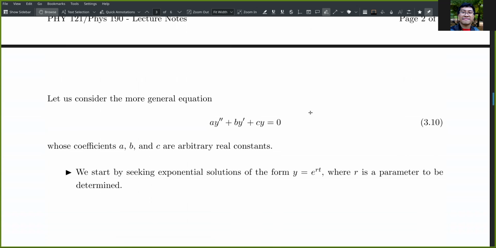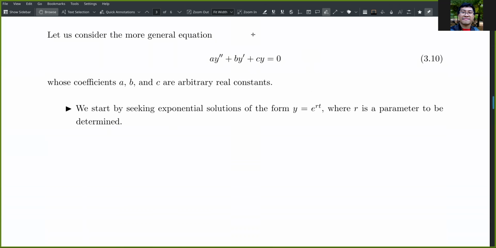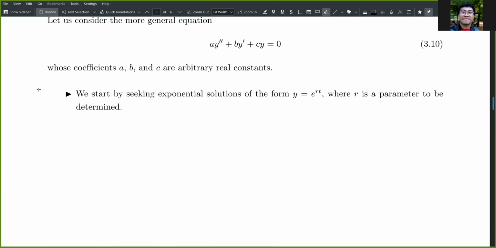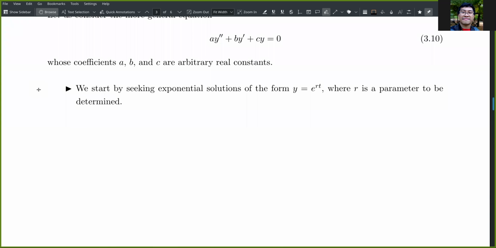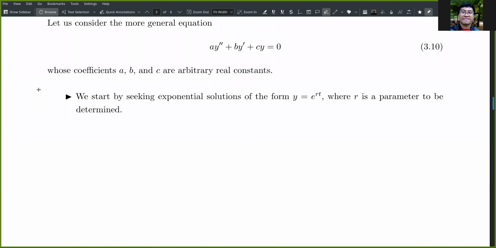Okay, so generally, let us consider the more general equation a y double prime plus b y prime plus c y equals 0, whose coefficients a, b, and c are arbitrary real constants. We start by seeking exponential solutions of the form y equals e^(rt), where r is a parameter to be determined. For this y, we can use y prime equals r e^(rt) and y double prime as r squared e^(rt), and then substitute these into the expression.